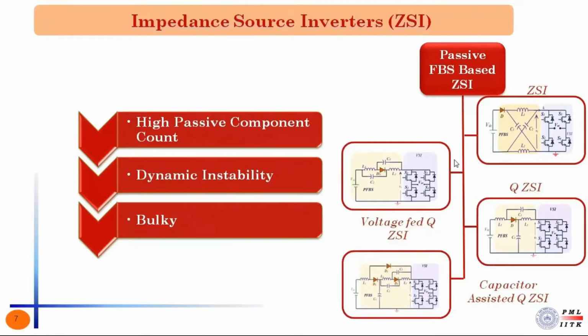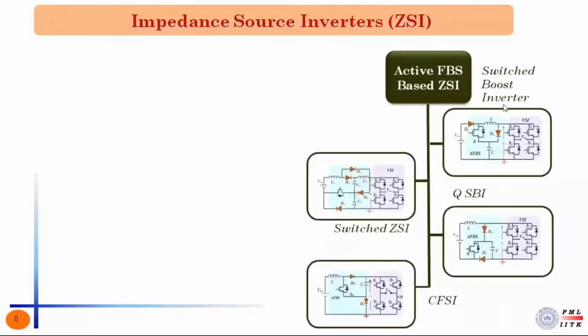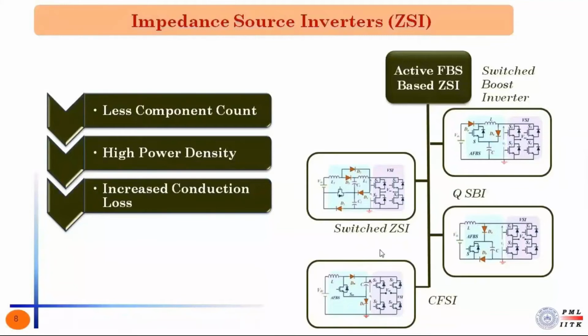Now, under the category of active front-end based ZSI, there are various topologies like switched boost inverter, QSBI, switched ZSI, and current fed switched inverter or CFSI explored. Now, these topologies have less passive component count, which increases the power density of the system. However, the presence of the active component in the front-end boost stage increases the conduction loss of the converter.